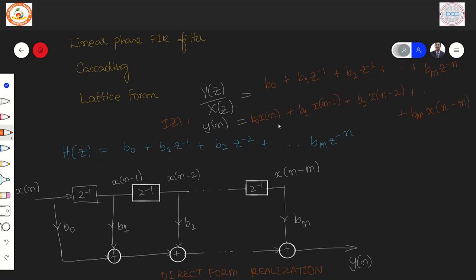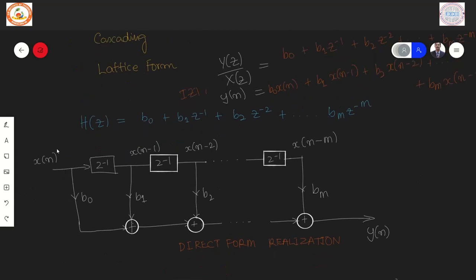Now for this difference equation, it is possible to write a structure in direct form as shown below. So we have the input called x of n. Passing it through a unit delay gives you the signal x of n minus 1. The subsequent delay produces x of n minus 2, and so on. The final delay element gives you x of n minus m.